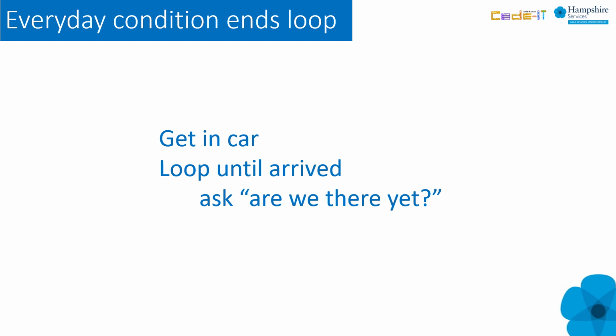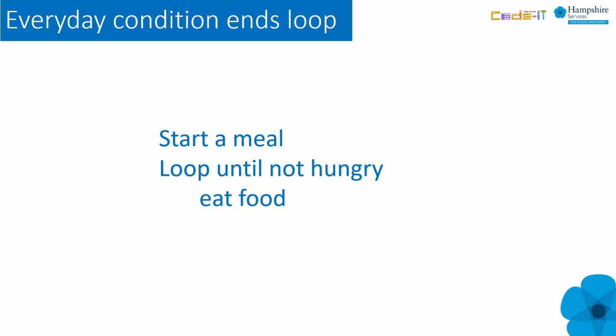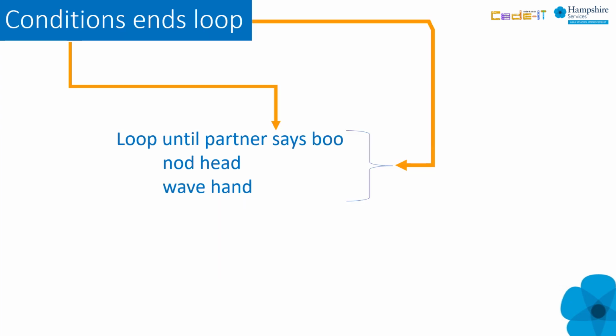Everyday examples help pupils to think about this through shared memes like, are we there yet? Are we there yet? Or to view common everyday events through the lens of the condition that stops a loop. It helps to identify the loop and the condition.